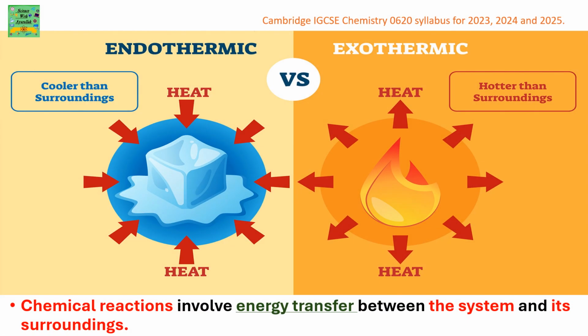This picture clearly shows the difference between endothermic and exothermic reaction. In an endothermic reaction, the heat energy is transferred into the system. As it says, endo, thermic, heat enters. In an exothermic reaction, heat is transferred into the outer surroundings from the system. Thus, these chemical reactions involve energy transfer between the system and its surroundings.